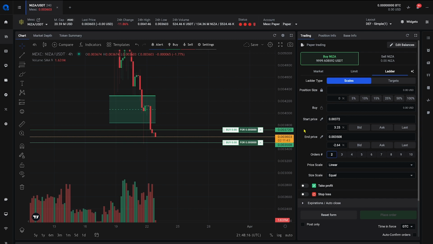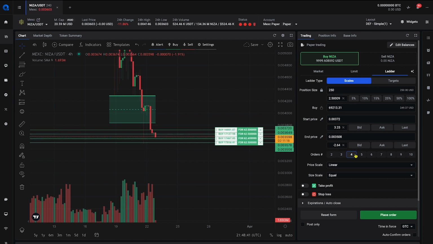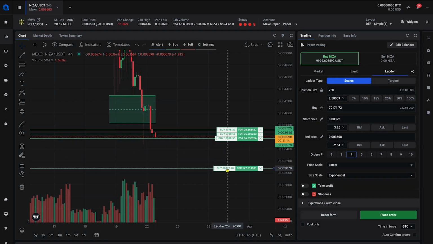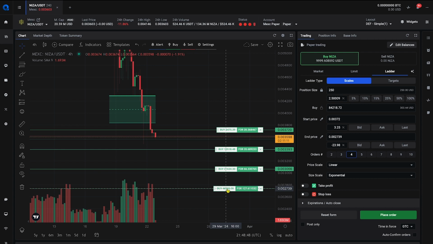Once you have that, click on the chart near the price you want and then our laddered orders will be placed. Now, let's add a $250 position size. When we do this in AllTradey, it automatically splits the order in half. So, we end up with two orders, each worth $125. Next, we want to increase the number of orders to 4. To do this, we'll use the swatches next to where it says Orders Hash. After that, we'll set the size scale to exponential. This means the orders will be divided into parts to gradually buy more during a market panic, making it safer.